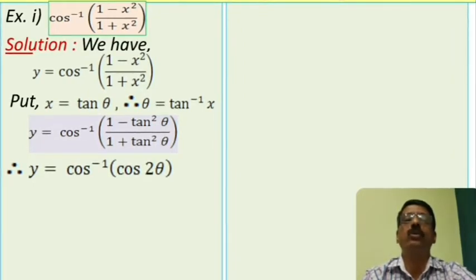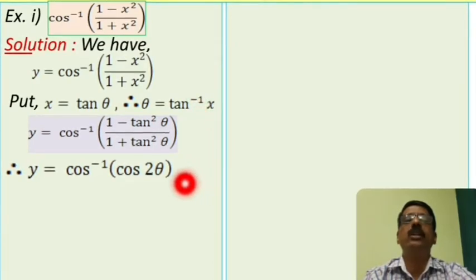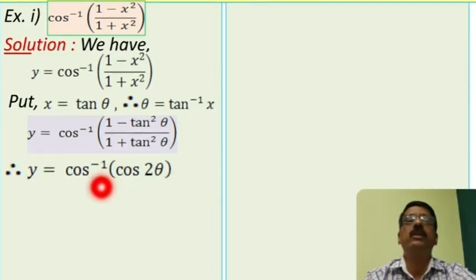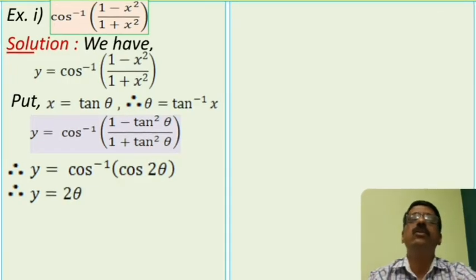That means here we have to convert that (1 - tan²θ)/(1 + tan²θ) in the form of cos of 2θ. Now this is a simple function. Here cos inverse and cos cancel, and the only thing remaining is y = 2θ.